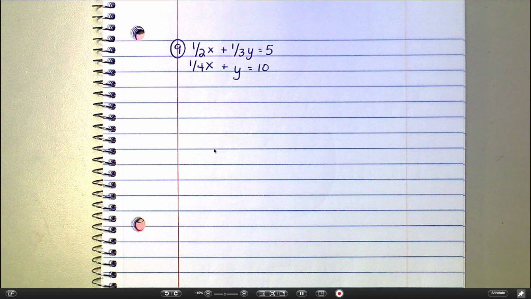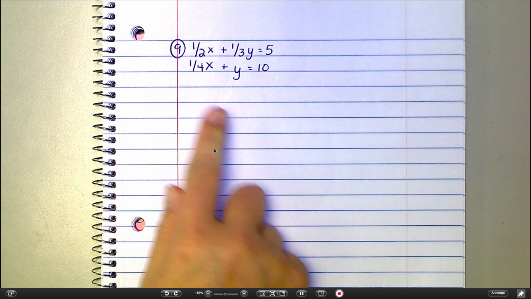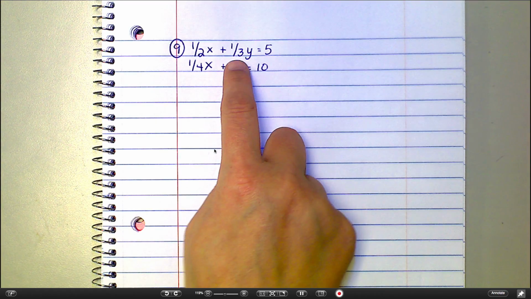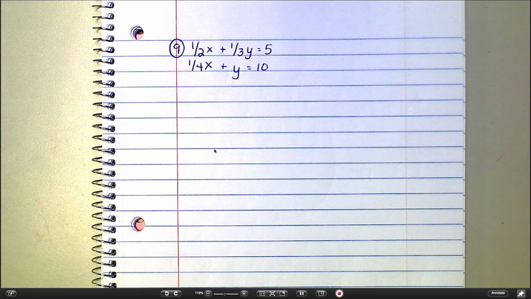What I would do with this one, normally I would say, well, let's clear out some fractions. But the problem with clearing out the fractions is it's going to put numbers in front of all of my variables. And I need one of my variables to be by itself, so that's not going to work. The other option would be to convert them to decimals, but 1/3 does not make a nice decimal, so that's not going to work. So I'm going to kind of combine a couple of methods.